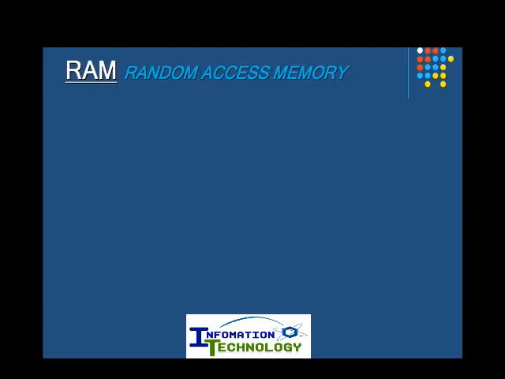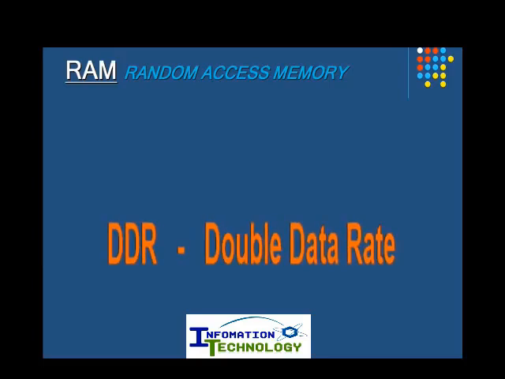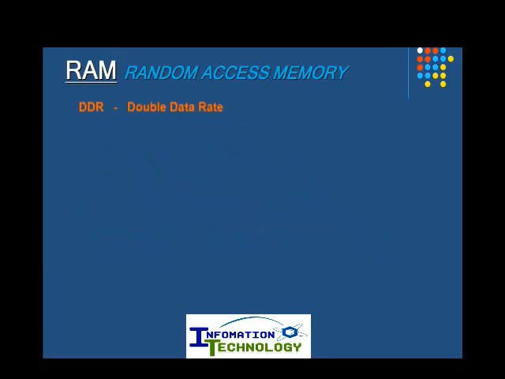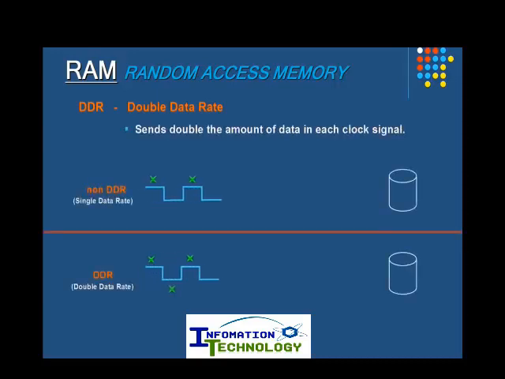As technology increased and processor and bus speeds have gotten faster, a new RAM technology was developed to keep up with the faster speeds of computers. This newer technology was called DDR, which stands for double data rate. And that's basically what DDR does. It sends double the amount of data in each clock signal when compared to non-DDR RAM.